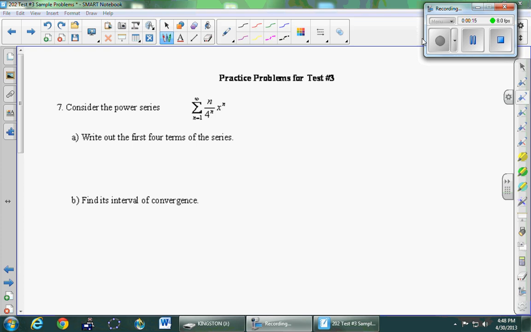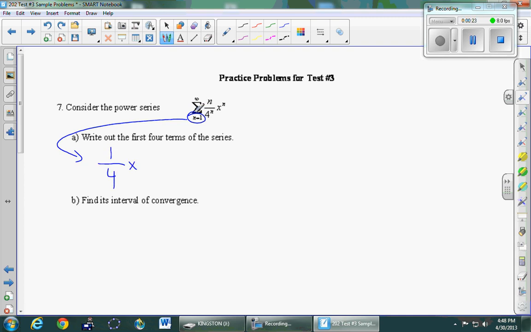So all we do is plug in the first value of n that we see, n equals 1 in this case: 1 over 4 to the 1 times x to the 1. The first 4 terms technically is a list of things, so I'm not going to put a plus sign, I'll put a comma, but I'll accept a plus sign.